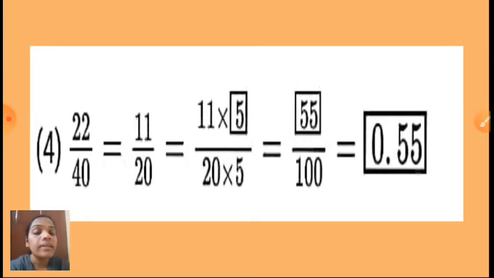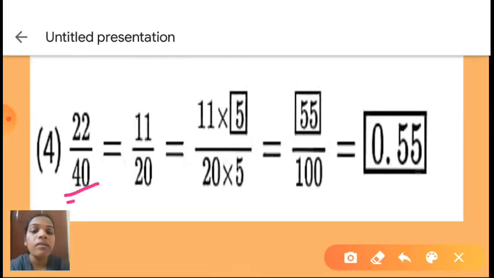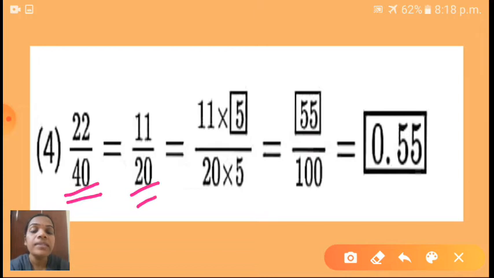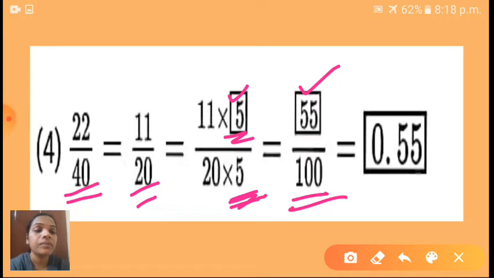Okay children, yes, fourth question you have to see, 22 upon 40. 22 upon 40 here, yes, simplified. That means 11 upon 20, already it has given, is equal to, here in this box what will come? 5, yes, here 5 is there. So here also 5 only will come. So 11 5s are what? 55 upon 100. Okay, so here this answer also you have to write.